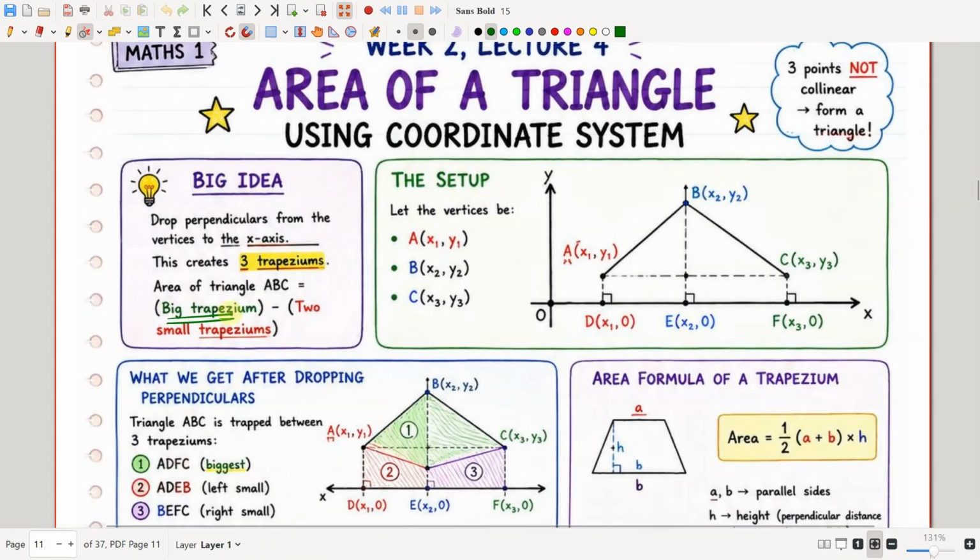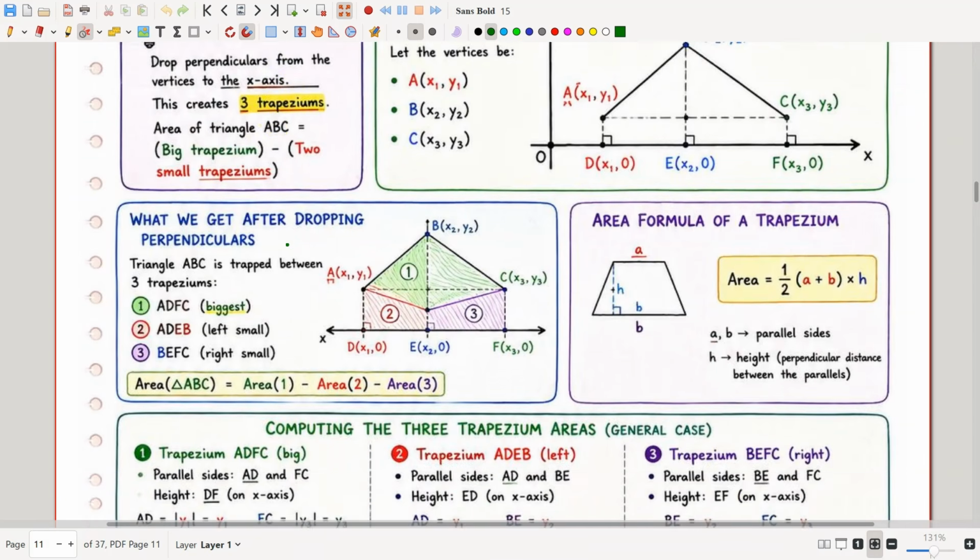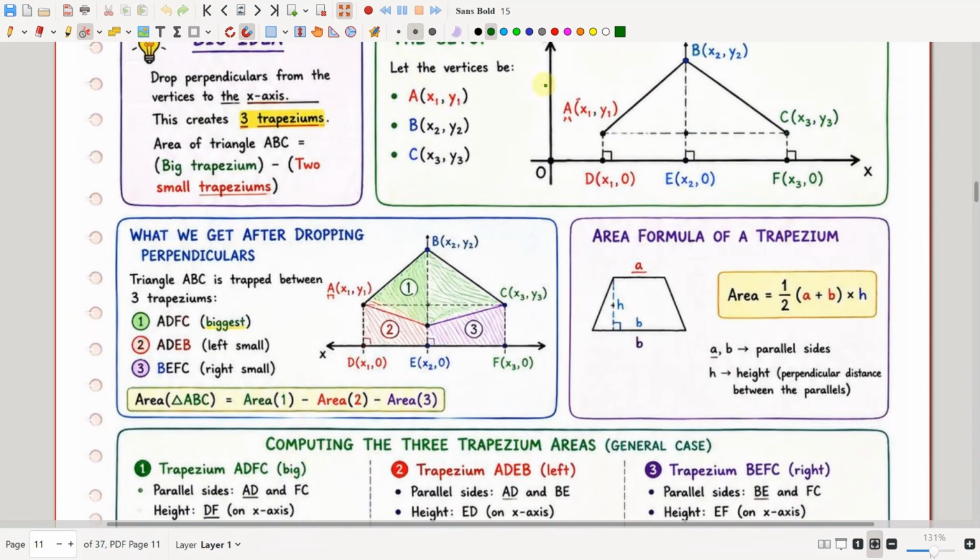So big trapezium minus 2 small trapezium. See here, since it is hard for us to create a triangle in a graph, we'll be first forming some 3 trapeziums. Then if we subtract 2 of the trapeziums from the 3 trapeziums, you will get the 1 triangle. That is the setup. You do not have to understand all these derivations.